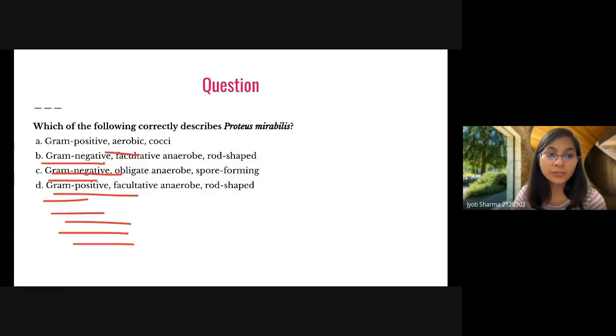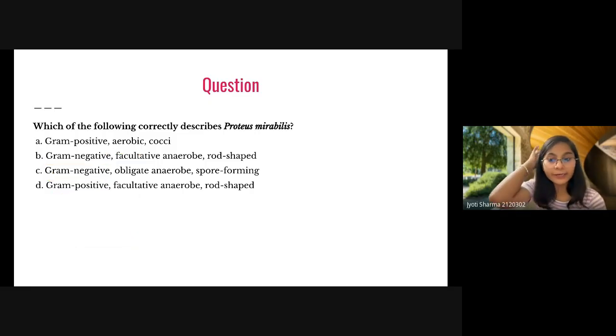Okay, coming to the next question. Which of the following correctly describes Proteus mirabilis? And options are: A, gram positive aerobic cocci. B is gram negative facultative anaerobic rod shape. C is gram negative obligate anaerobic spore forming. And D is gram positive facultative anaerobic rod shape. So you just have to tell the characteristic of the bacteria, and that bacteria is Proteus mirabilis. You have to just tell me either it is gram positive or gram negative.